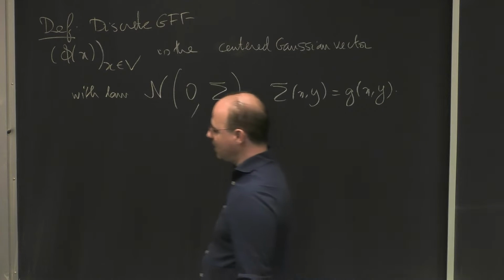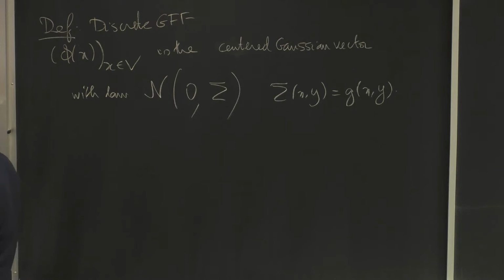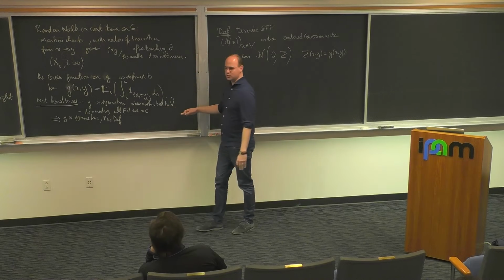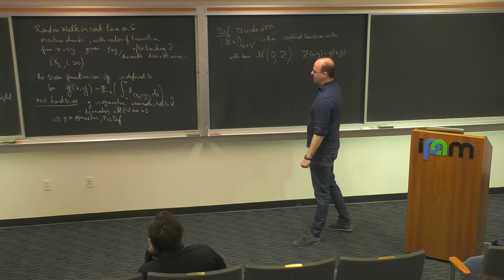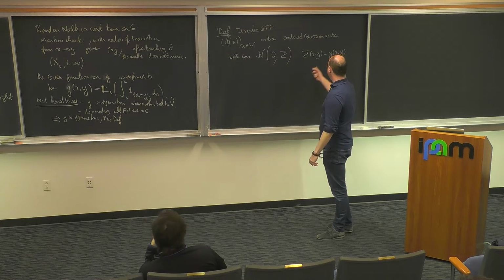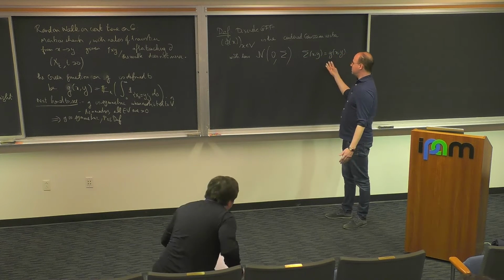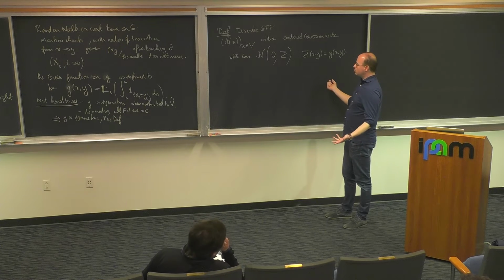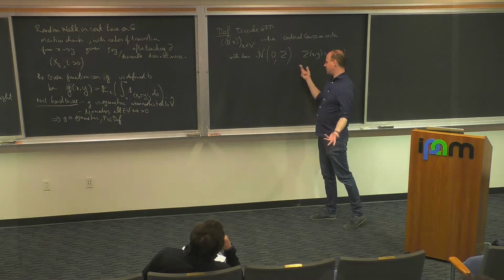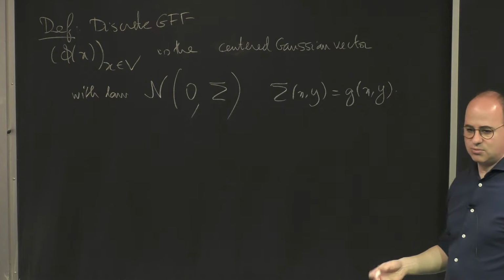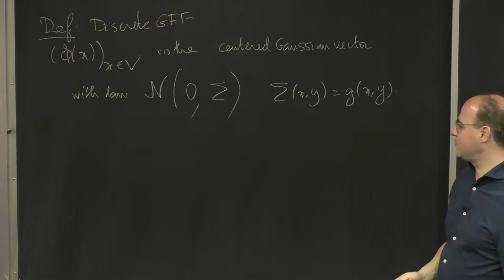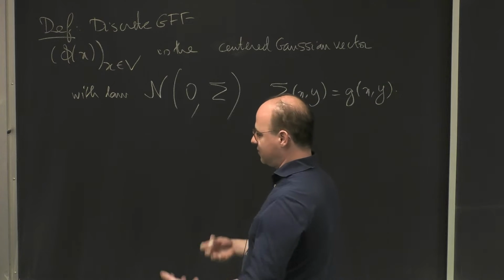So the fact that we have killed the walk when it touches the boundary is what makes the eigenvalues strictly positive. That's why the Laplacian is invertible. And so because it's symmetric positive definite, I can consider a Gaussian law where this G matrix, the Green function, is really the covariance of this vector.